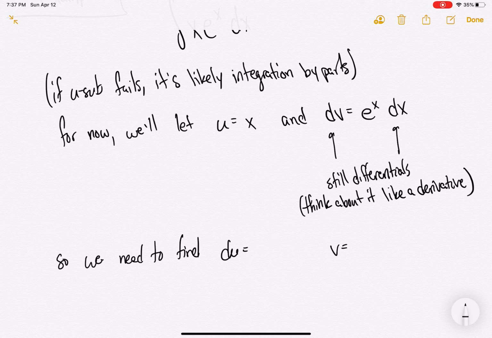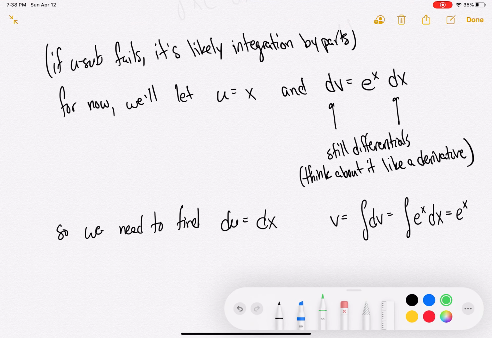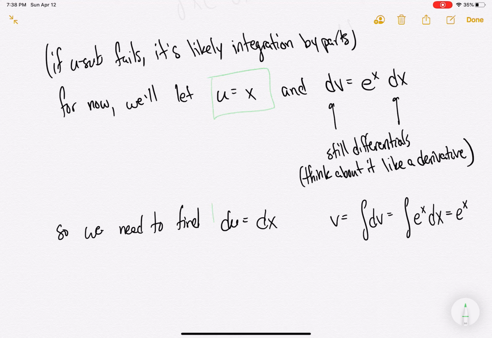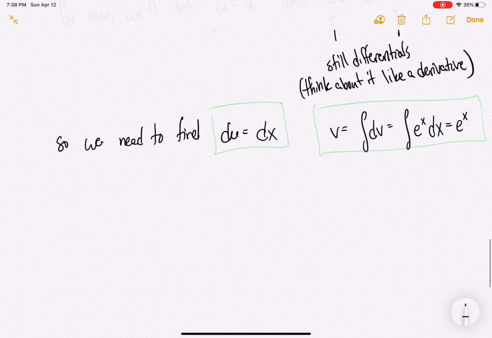So du, if u is x, du is just dx. V, all you do is integrate dv. So the integral of dv is the integral of e to the x dx, and you guys love this, it's just e to the x. So now we've identified u, du, and v. And so we can plug each of those in.